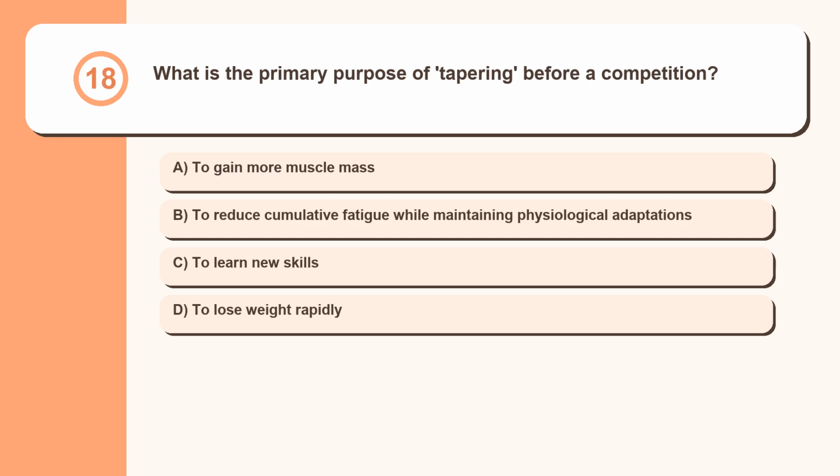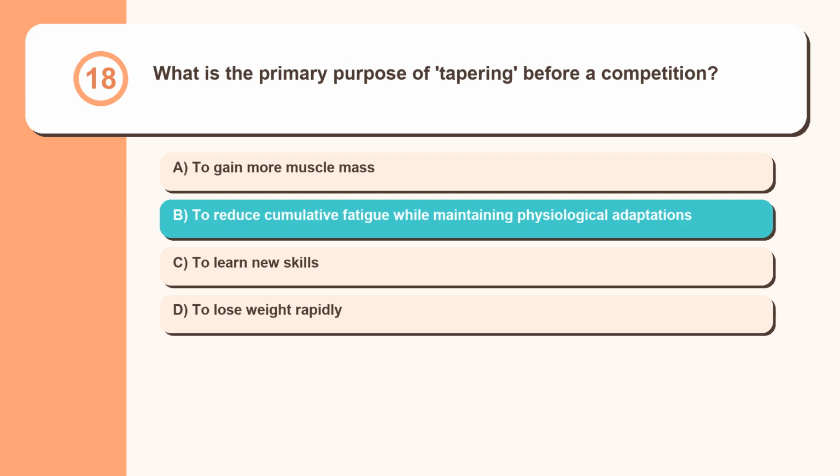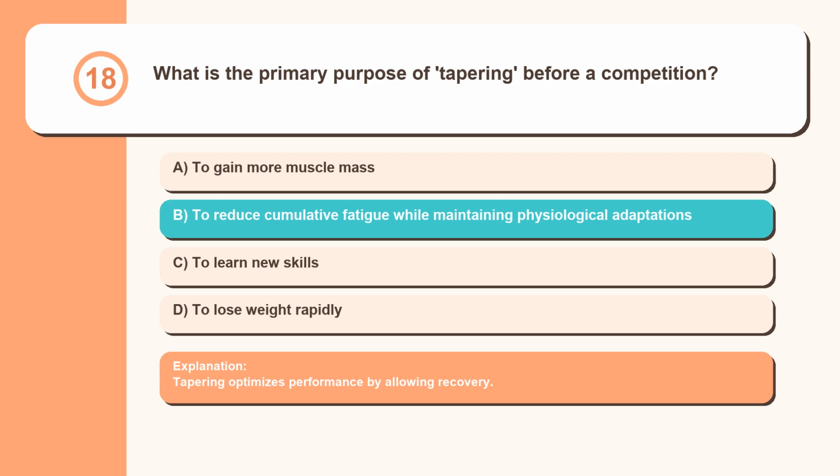Question 18. What is the primary purpose of tapering before a competition? To gain more muscle mass. To reduce cumulative fatigue while maintaining physiological adaptations. To learn new skills. To lose weight rapidly. Tapering optimizes performance by allowing recovery.